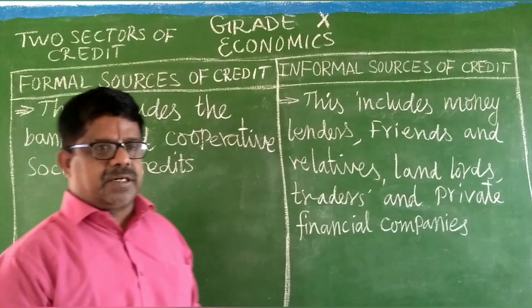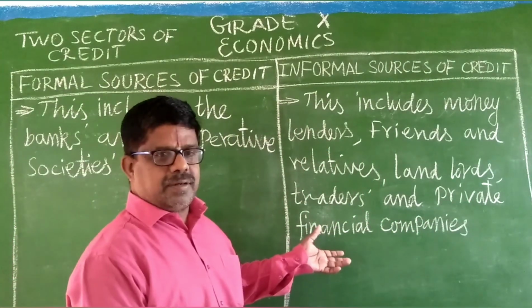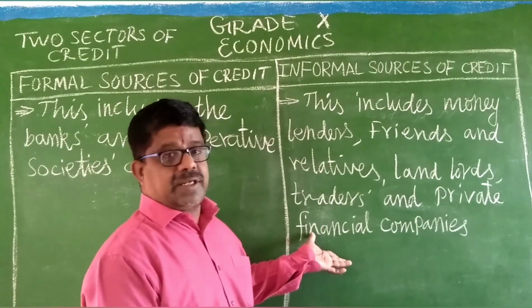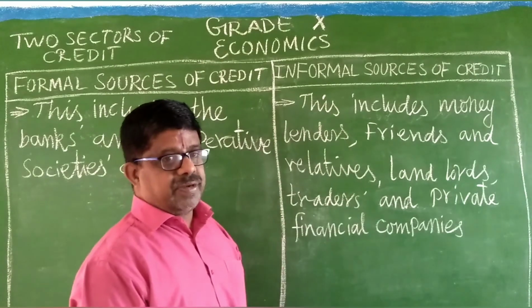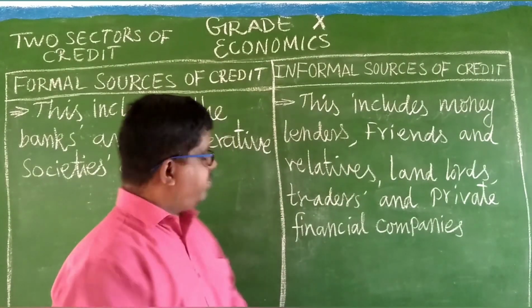Private financial companies like Muthoot Finance or Mahindra Finance. So these are the examples for informal sources of credit.